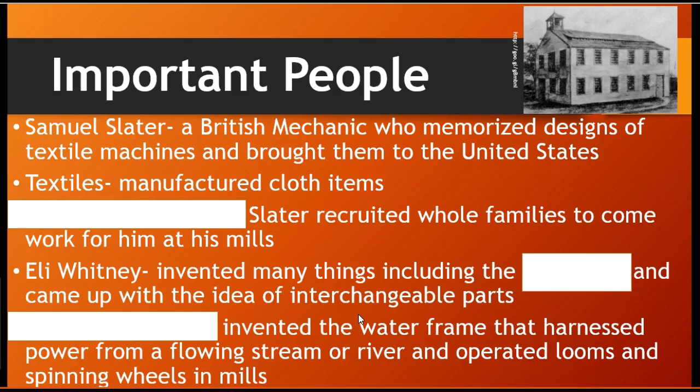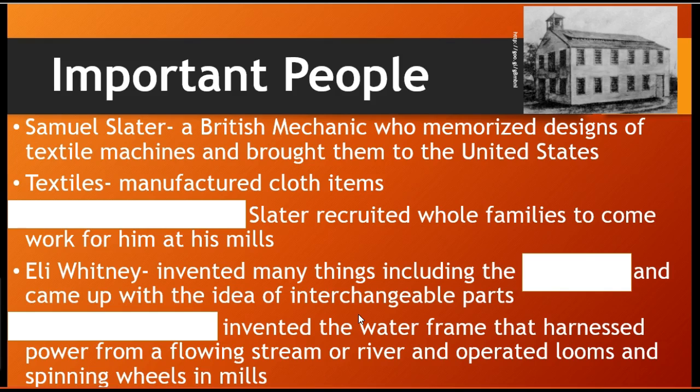So he worked in Great Britain as a mechanic in a factory, and they were very secretive about how they produced goods. And Samuel Slater decided he could get in on some of this action if he opened his own business in the United States. So he memorized the designs of some of the machines, and he came to the United States and he opened his own factory to start.